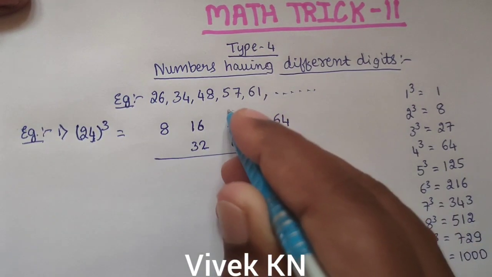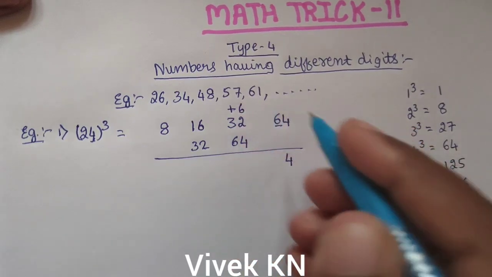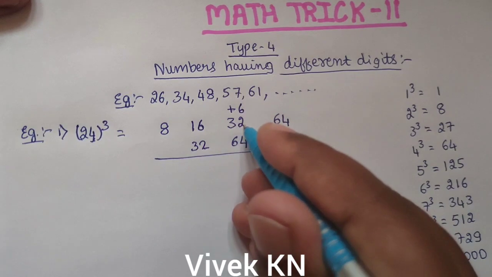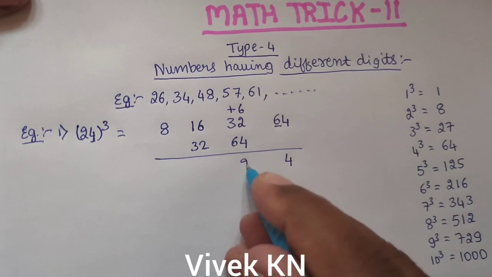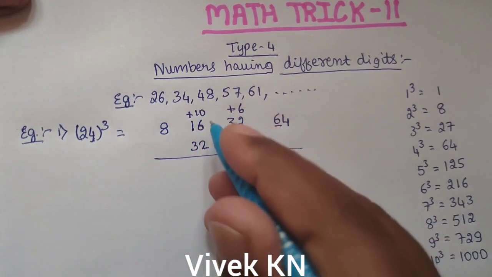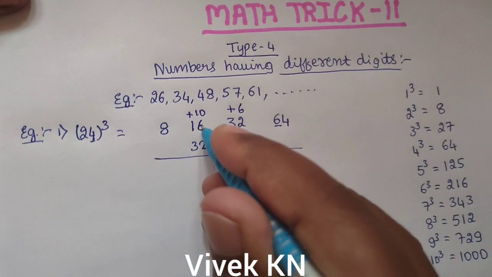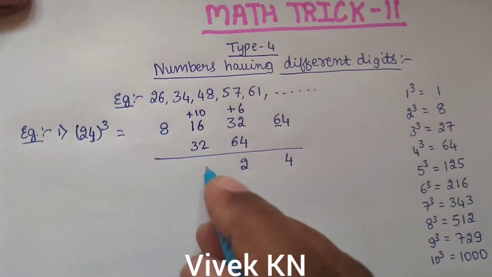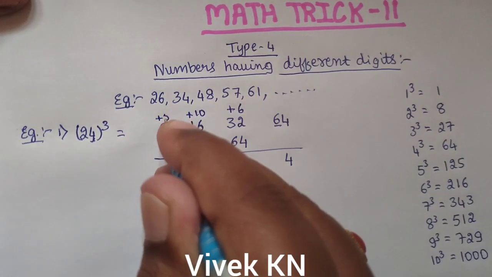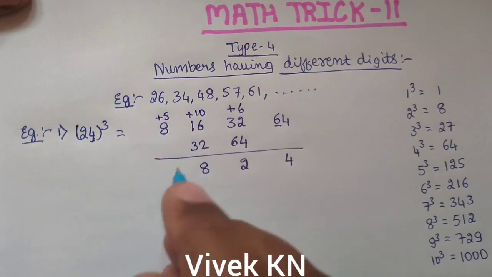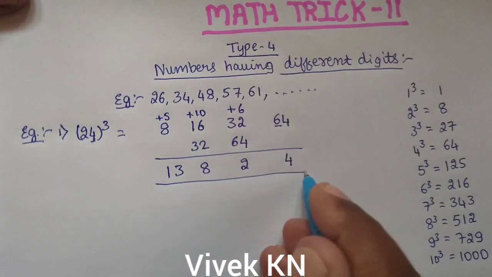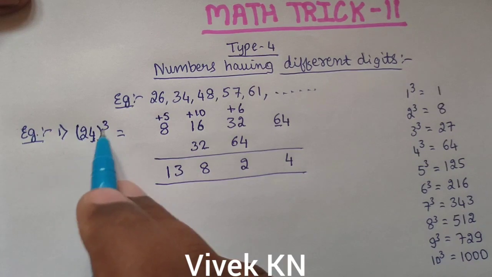Now we have to write 4 as it is and take this 6 as carry. Here 64 plus 6 is 70, 70 plus 32 is 102. We write 2 here and take 10 as carry. 10 plus 16, 26, 26 plus 32 is 58. We write 8 here, 5 carry. Here 8 plus 5 is 13. This is the answer for 24 whole cube.